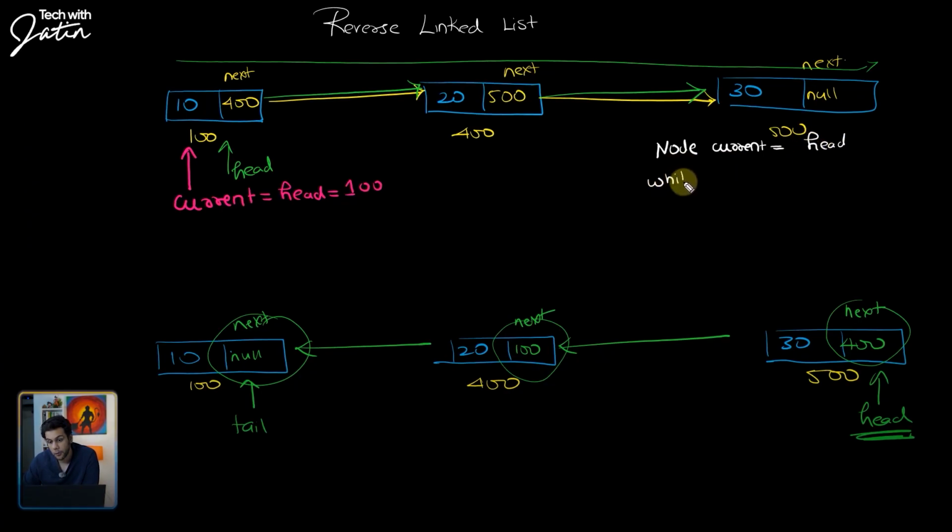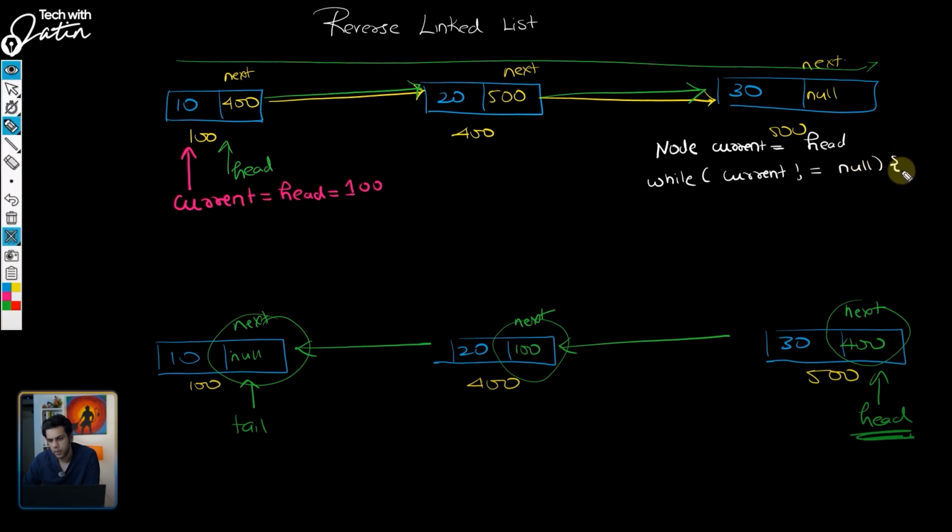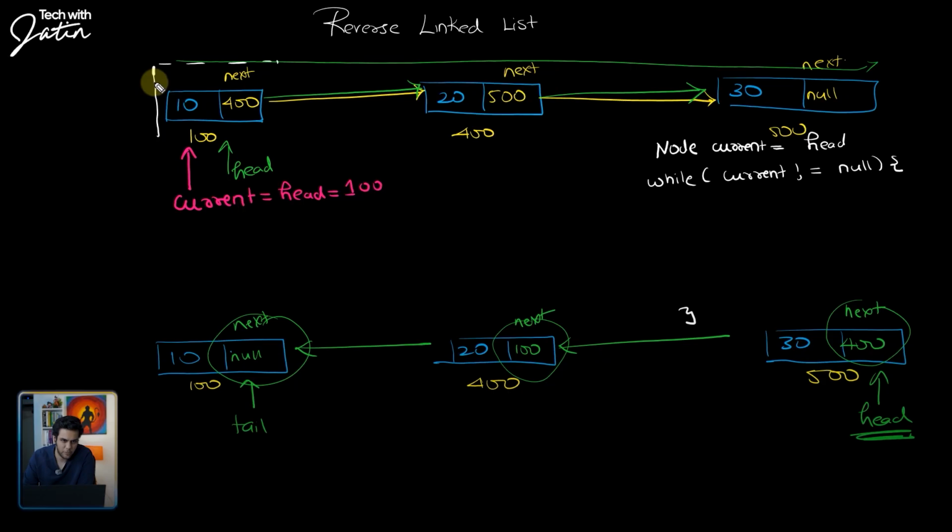And same, while current not equal to null, we need to do certain things. Is this part clear? Now, the first thing which I see over here, for this particular node, my dear friends, what do I see? That the next value needs to become null.